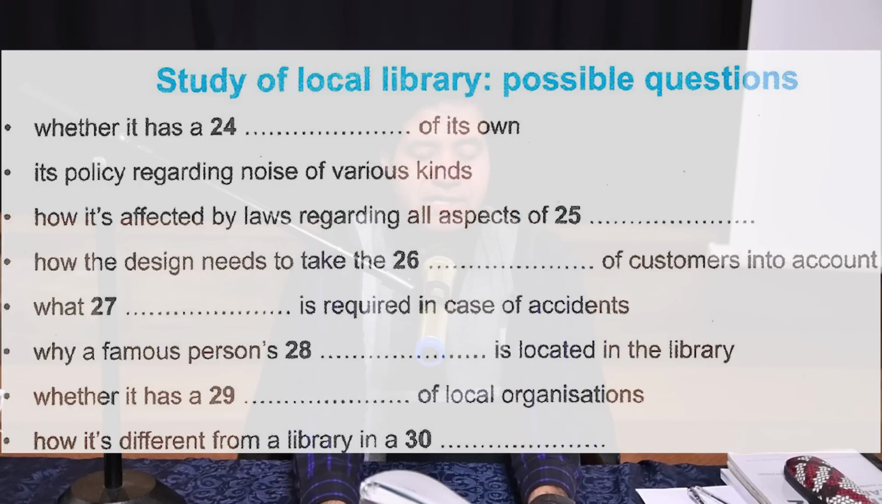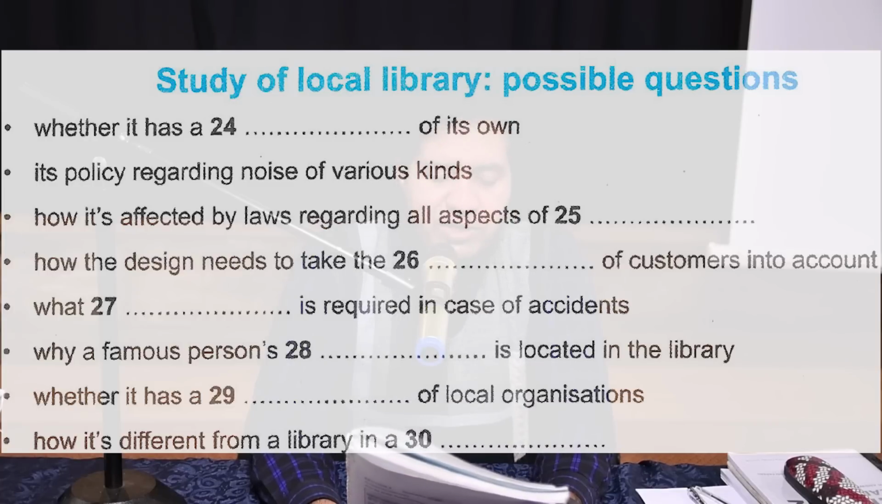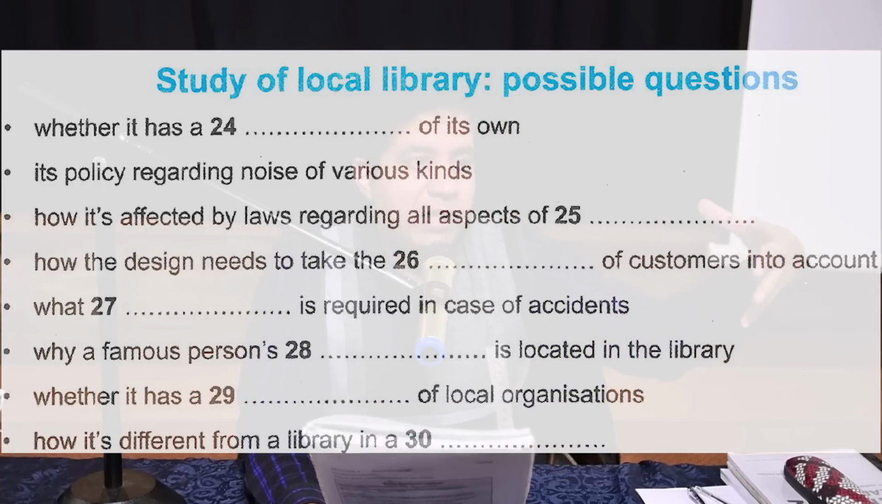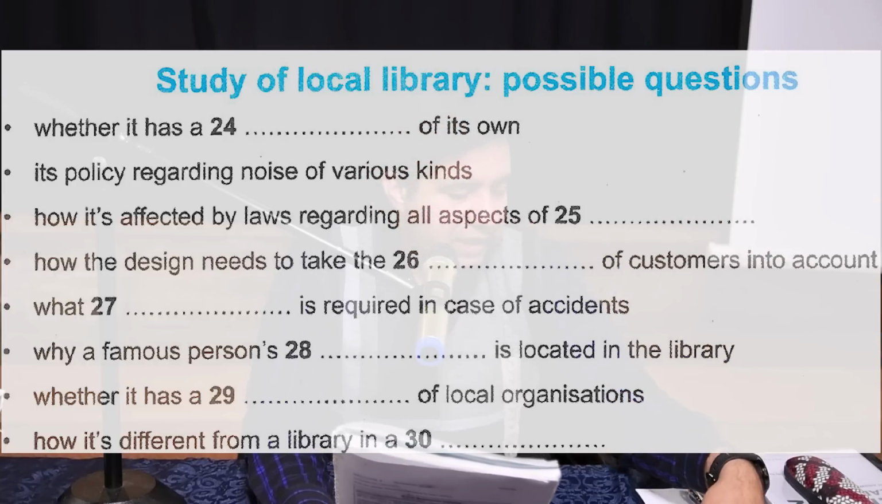Database, that's right, whether it has a database of local organizations. And last, how it's different from a library in a. Library in a ki jo library kisi jagah pe location, the answer is going to be a location. How it is different means how library is different from a library in a something.